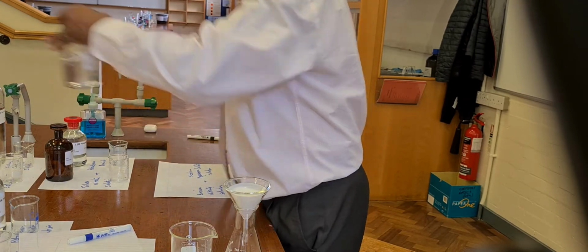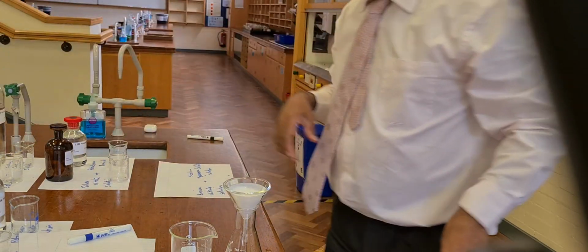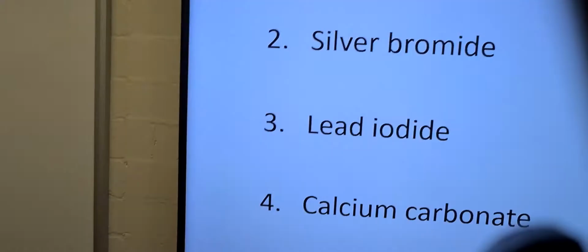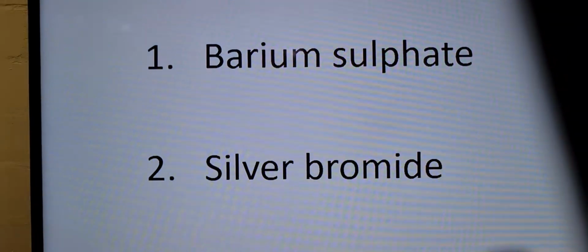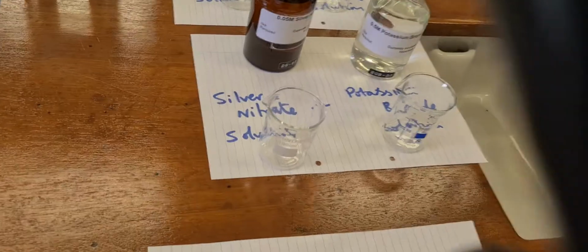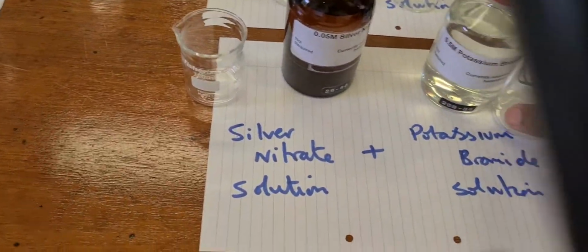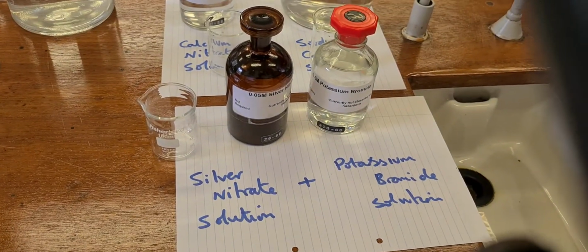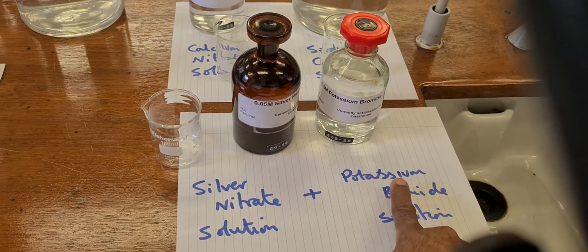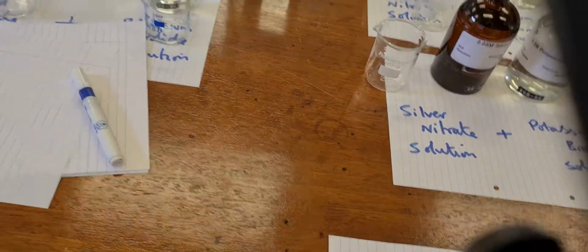Move these out of the way. So to make the next one, look, silver bromide. Pick silver nitrate and sodium bromide. But I couldn't find sodium bromide, I got potassium bromide instead. You see, my cupboard over there doesn't have all the chemicals in it, only has some of them in it.